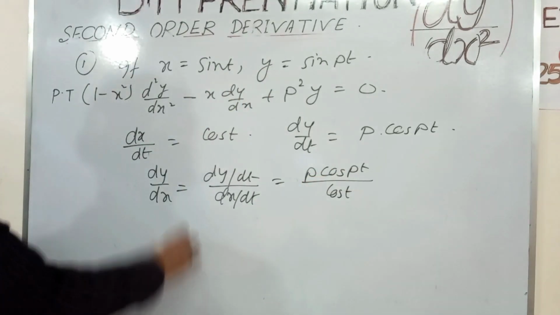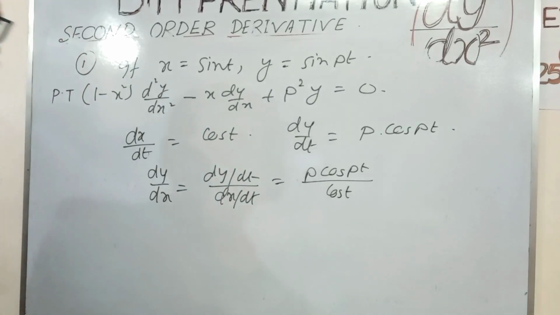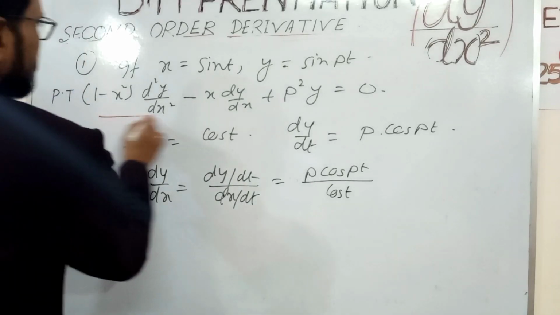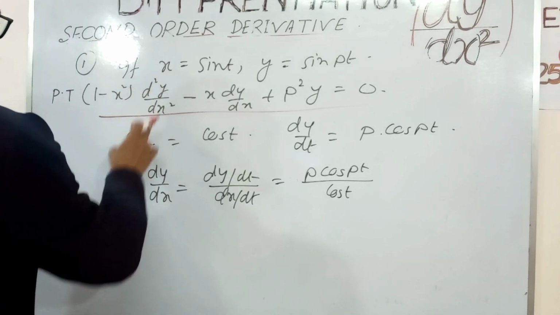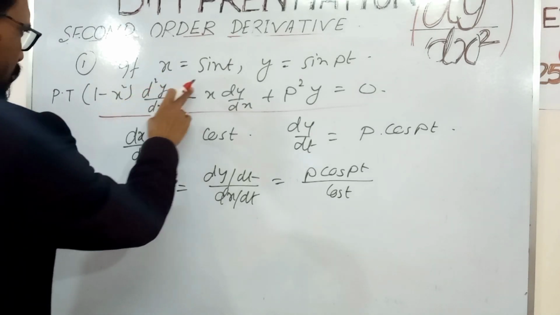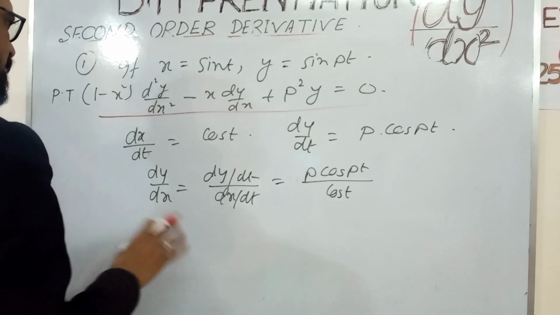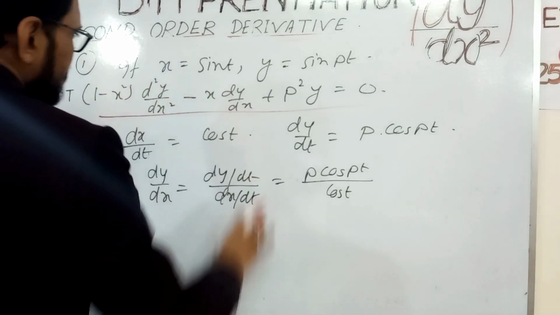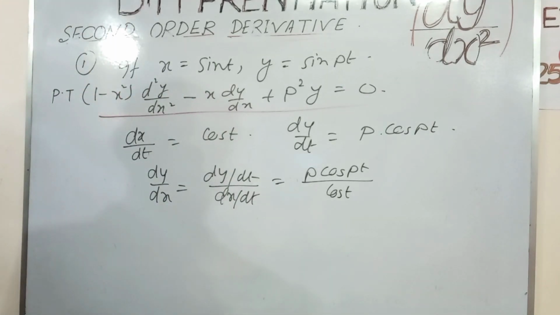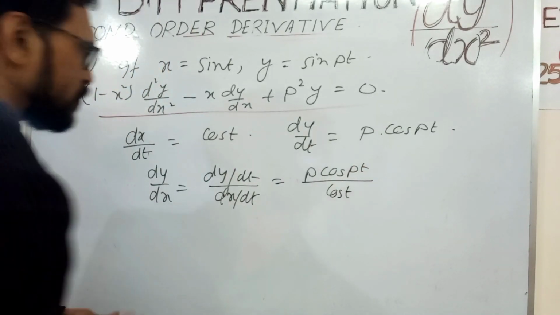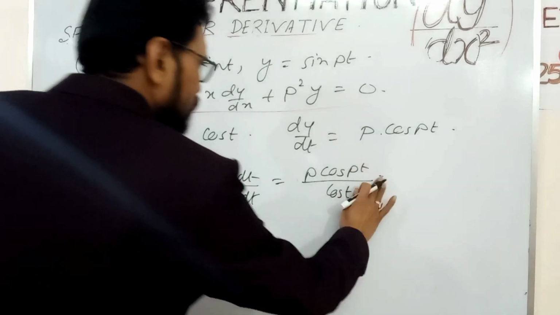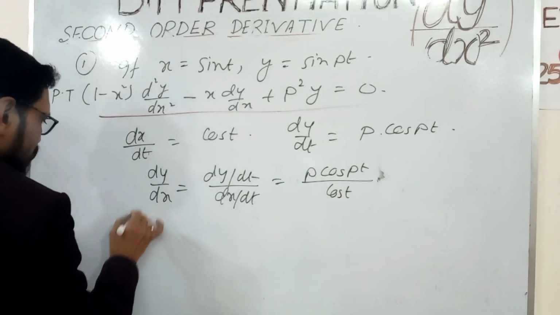Now what is the proof? The proof is in terms of x and y. No term t is present. This is completely in terms of x and y. So we have to bring this in terms of x and y. For this we square both sides.